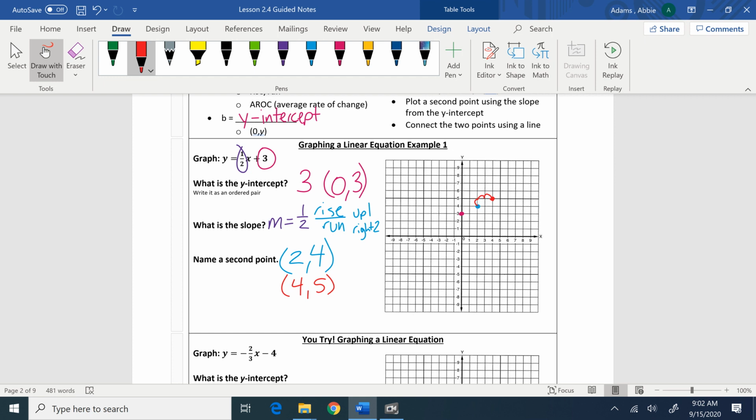But you can also do the opposite of your slope. So instead of going up 1 from our y-intercept, I could go down 1. And instead of going to the right 2, I could go to the left 2 and find another point on our graph, because remember, negative divided by a negative is also a positive. So either way, you're getting a positive slope. If I look at that point, it's at (-2, 2).